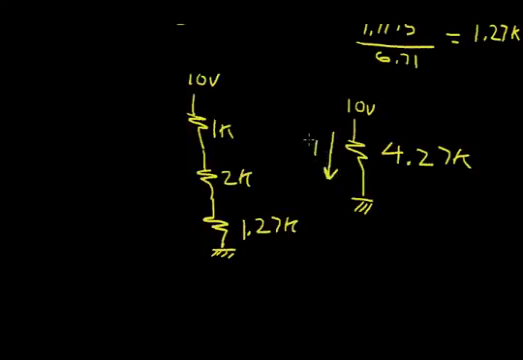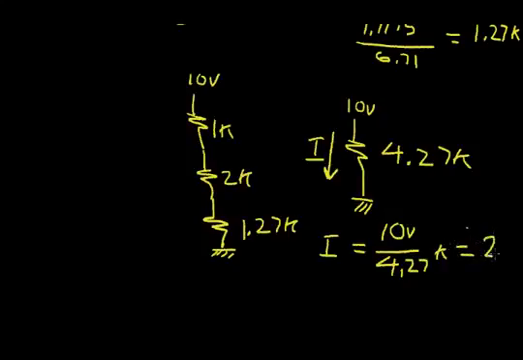So now we're at a point where we can calculate the current out of the battery. We'll call that I. And remember that I is equal to the voltage divided by the resistance, Ohm's law. So we have 10 volts divided by 4.27K, and I believe that is 2.34 milliamps.